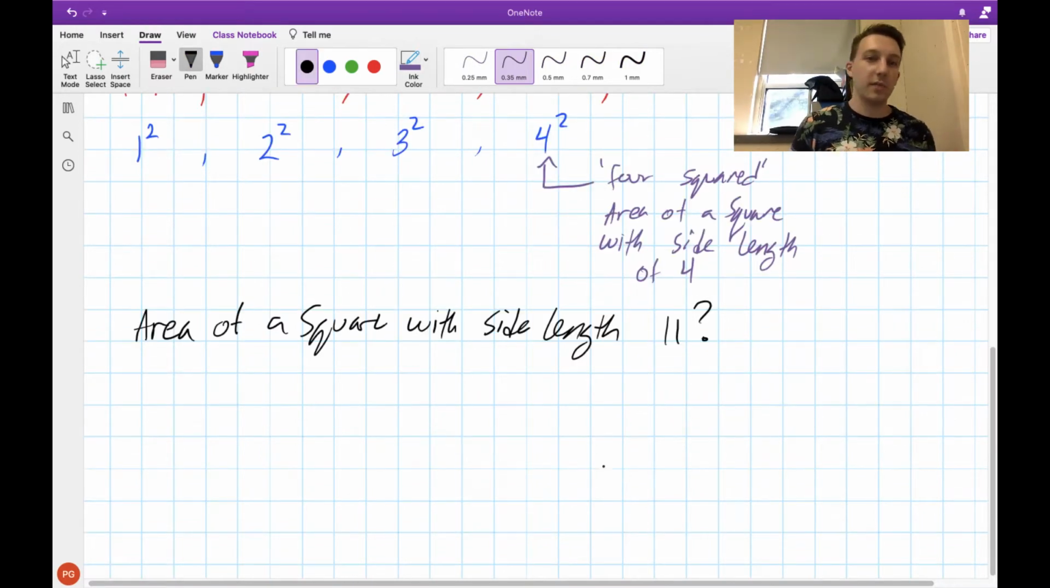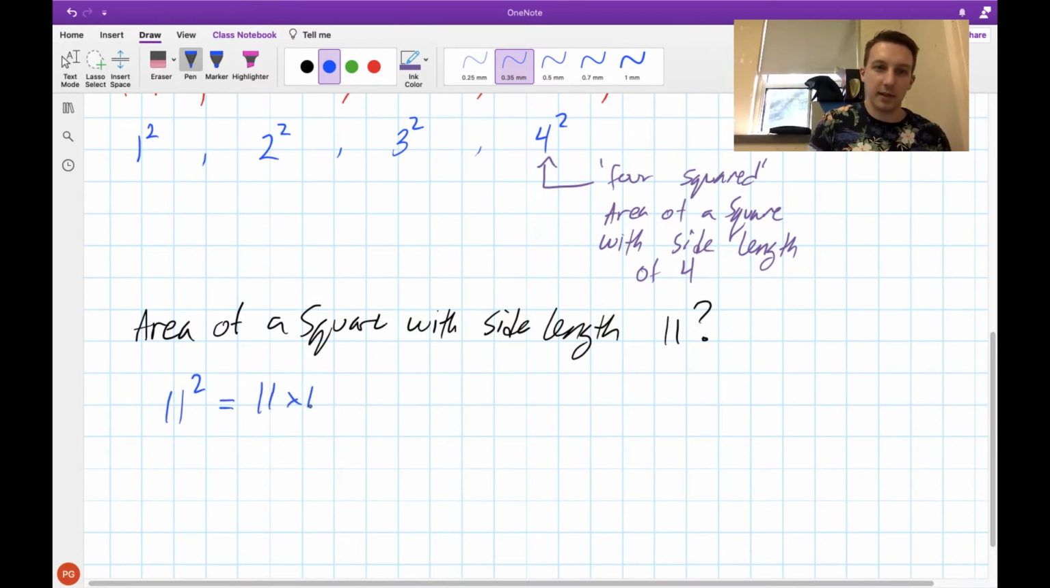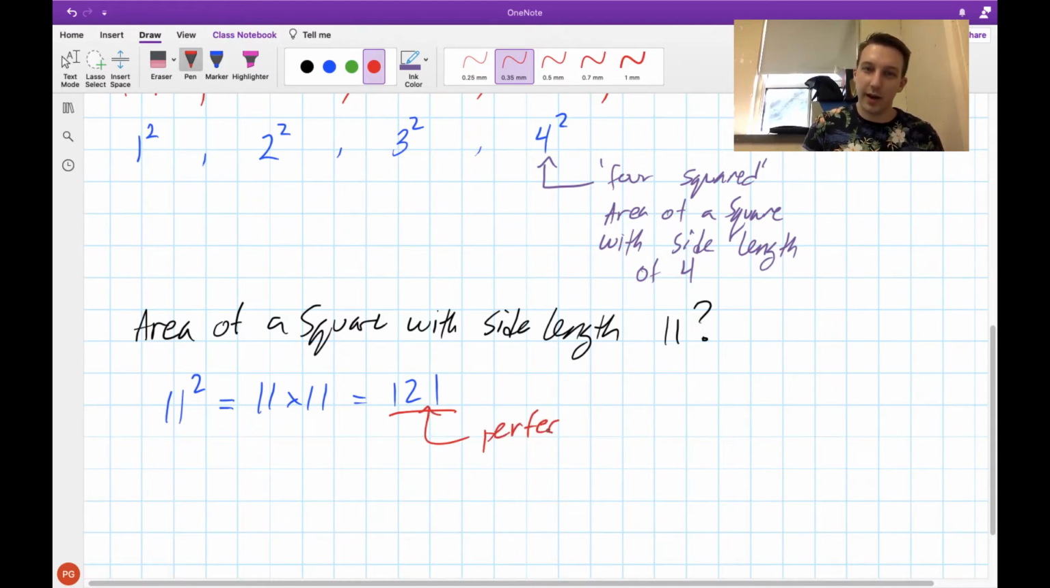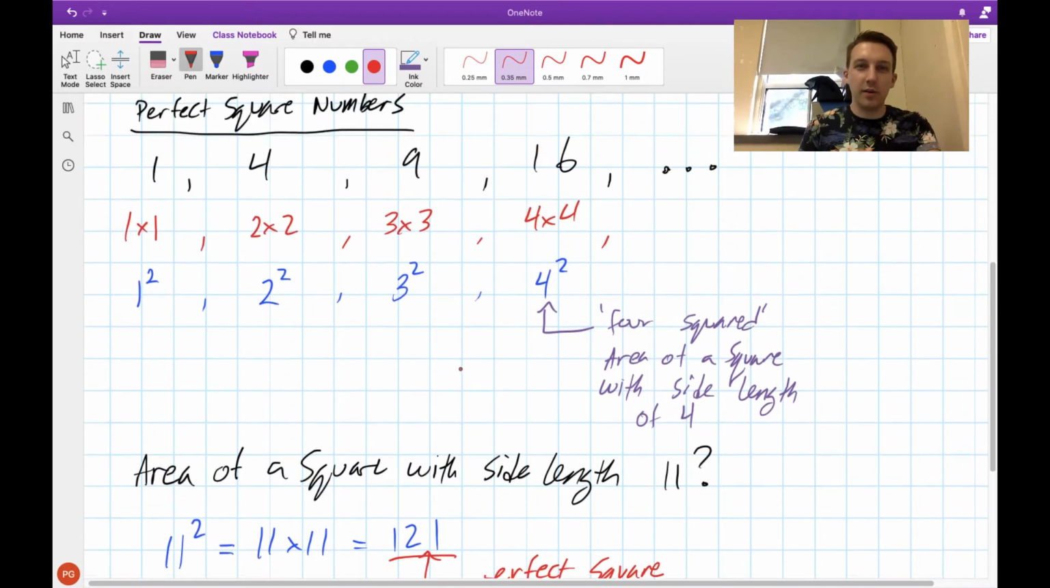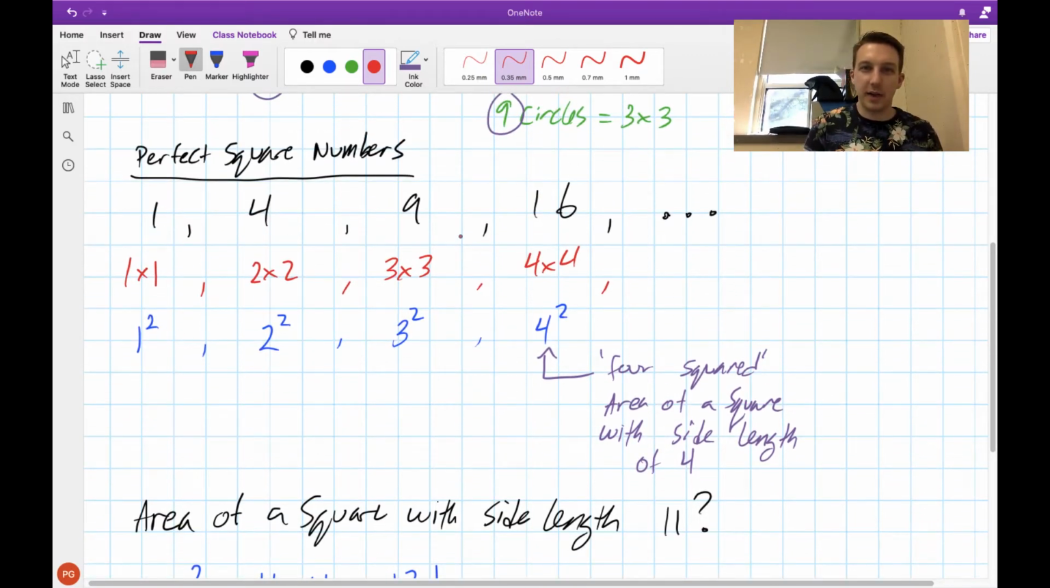So what would the area of a square be if the side length was 11? Well, based on our pattern here, it should be 11 squared, or 11 times 11, which if you plug into your calculator, should give you 121. And just to remind you, this 121 is a special number. We call it a perfect square, just like all of the other perfect squares that we found up here.